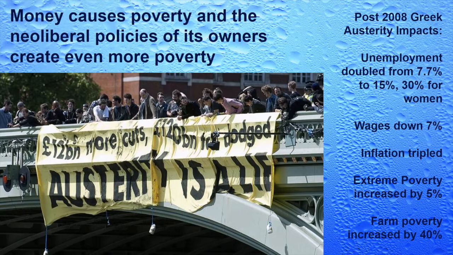Just after the collapse of 2008, austerity measures were imposed there, whereas previously they'd been limited to the countries in the developing world. Suddenly, Europe is now the subject of austerity measures, and the austerity impacts in Greece were that unemployment doubled from 7.7% to 15%, 30% for women. Wages went down 7%, inflation tripled, extreme poverty increased by 5%, farm poverty by 40%. These are the results of the austerity measures imposed by the same monetary system that creates the poverty in the first place.